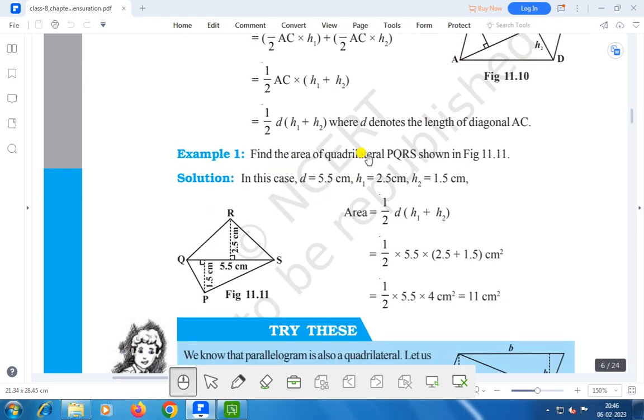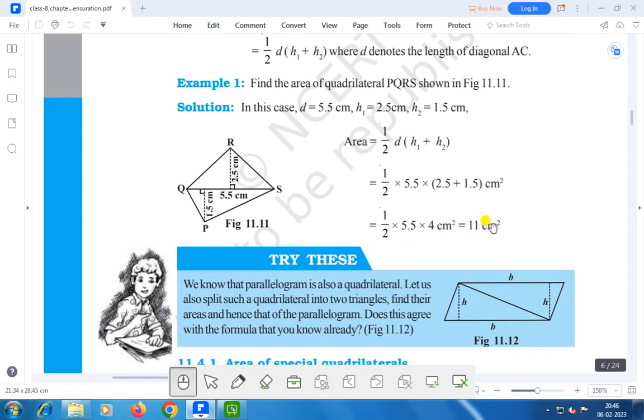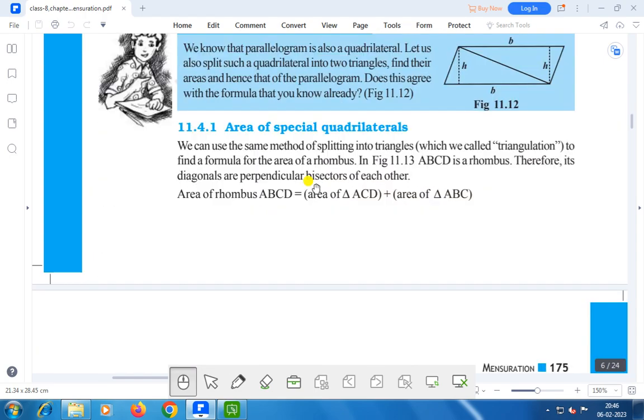Here you see, find the area of the quadrilateral PQRS as shown in the figure. So the formula is half d into H1 plus H2. Half, this diagonal is 5.5, H1 is 2.5 and H2 is 1.5. If we add this, we get the value 11 centimeter square. In this way, you can find the areas of various quadrilaterals by this formula.